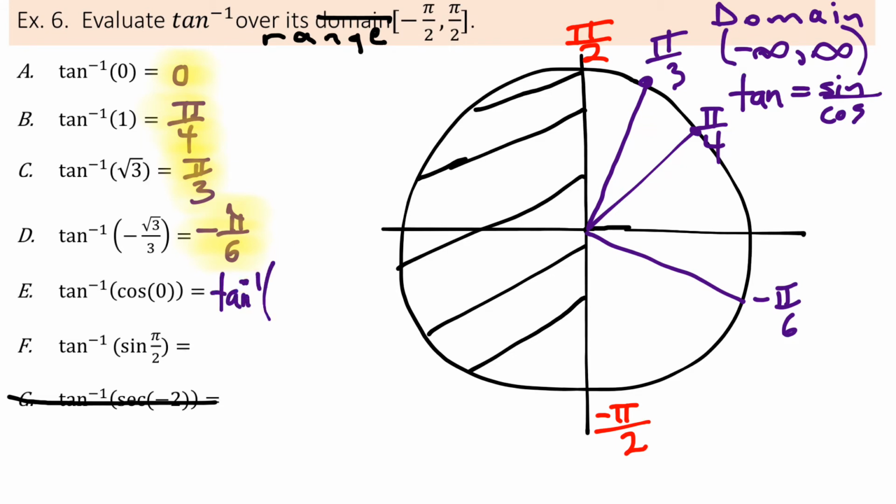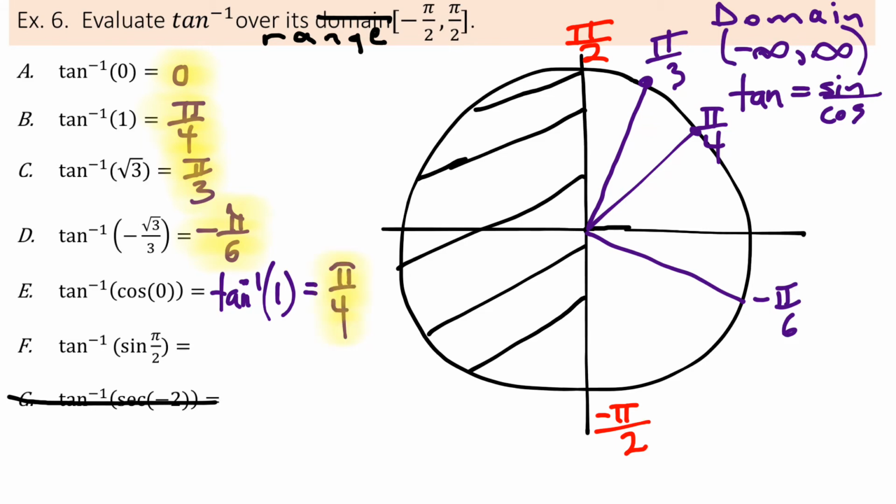So the cosine of 0, 0 being this angle here, is 1. So that means if I have a tangent of 1, what is my angle? So we did that one already. That one was pi over 4, where the sine and the cosine have equivalent magnitudes and the same sign. So this is going to be pi over 4.